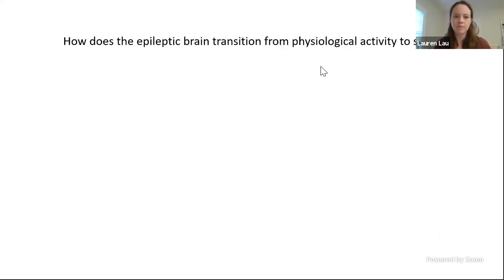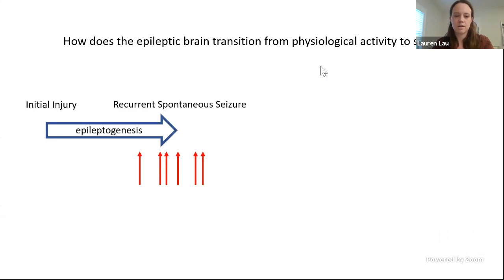To dive in, I want to start by posing a fundamental question in seizure research: how does the epileptic brain transition into seizure activity? We can think about this in the context of acquired epilepsies, where there is an initial precipitating injury, a period of epileptogenesis, and then a stage of chronic epilepsy characterized by recurrent spontaneous seizures. I'm showing here in the red arrows these different discrete seizure events. So even in the stage of chronic epilepsy, there are transitions between physiological activity and seizure activity.